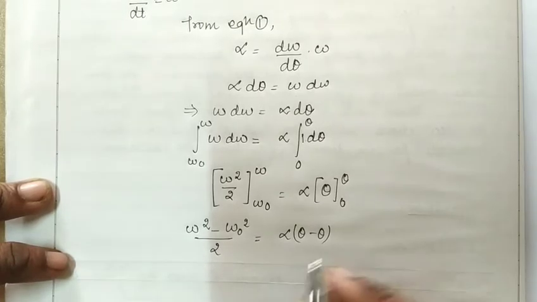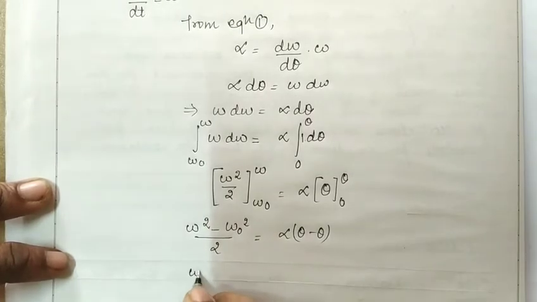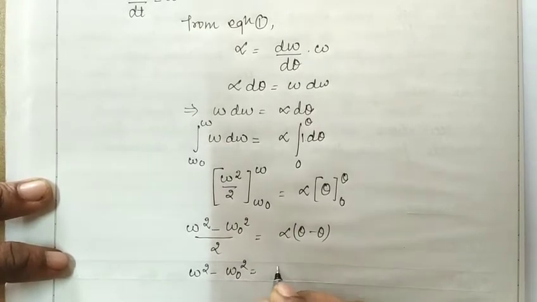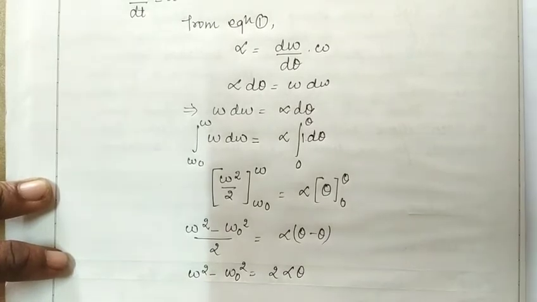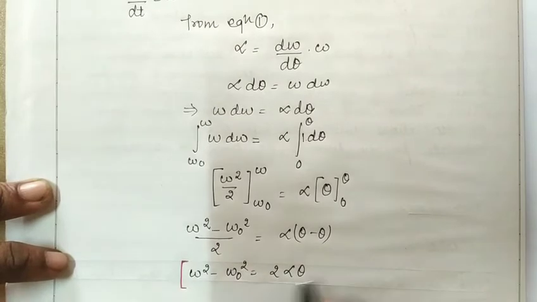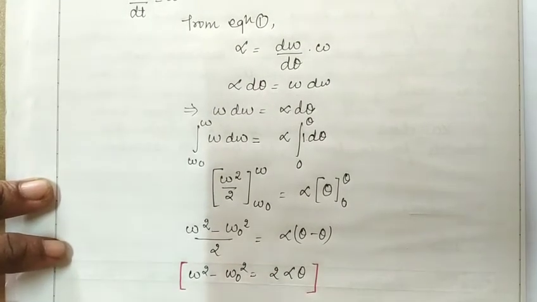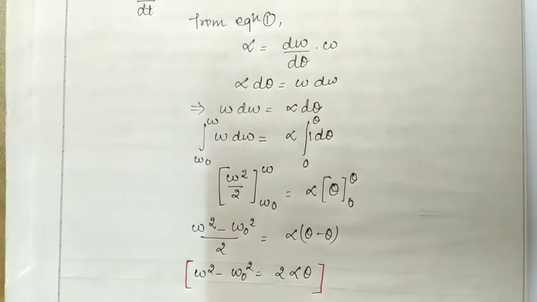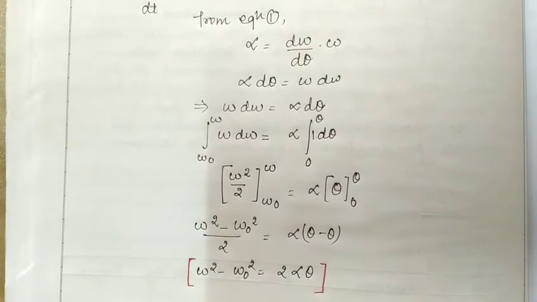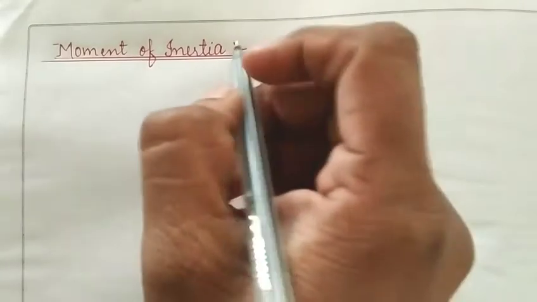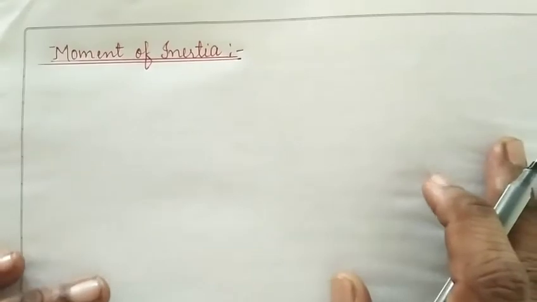So from here we can conclude that omega square minus omega naught square is equal to 2 alpha theta, which is the third equation of motion when a body possesses angular motion in a circular path. Okay students, so these are the ways to calculate the three equations of motion when a body is having rotational motion. Okay students, as we know inertia, how can we define inertia?